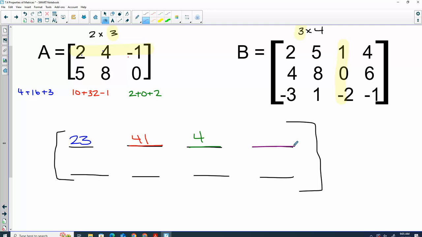Now I need the number in the first row and the fourth column. So first row times my fourth column. So 2 times 4 is 8. 4 times 6, 24. -1 times -1 is 1. If we add those together, we get 33. Does everyone understand where my numbers are coming from?